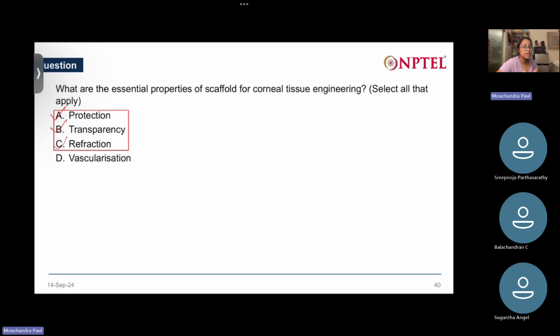If you were to replace that particular region with some material, even if that material does not induce vascularization, it's fine, you can still use it. But it should promote protection, so that the inner portions of the eye, the retina, the fluid regions and all, get protected very well. Then it should be transparent in nature, so light can smoothly pass through it, and it should refract the light as well. So these three properties are essential for a corneal tissue engineering scaffold.